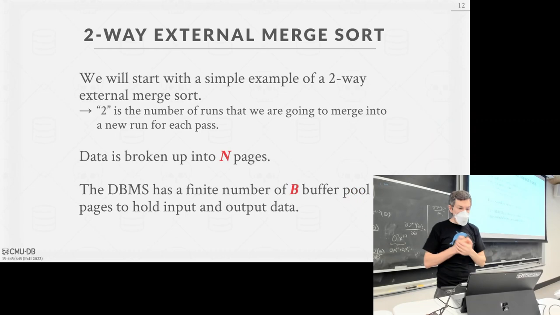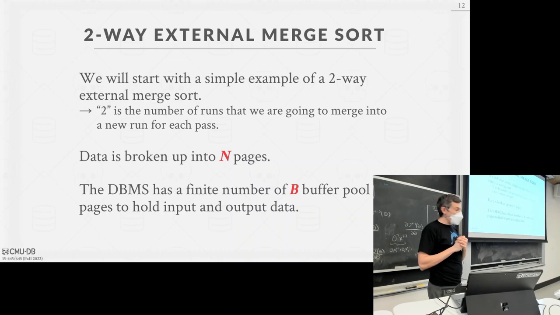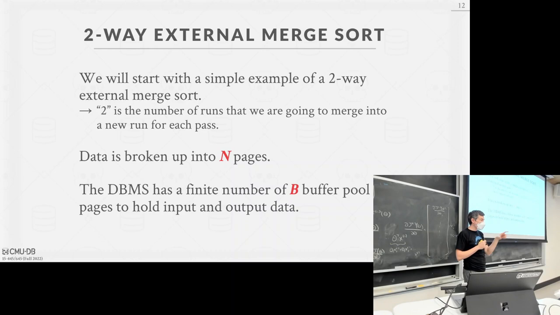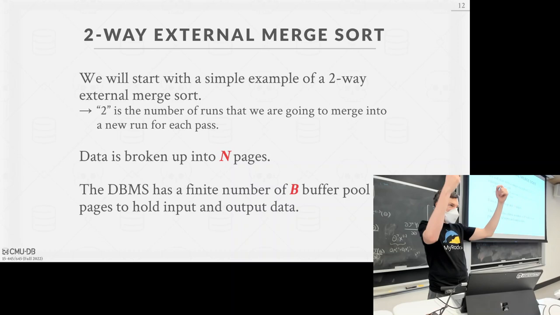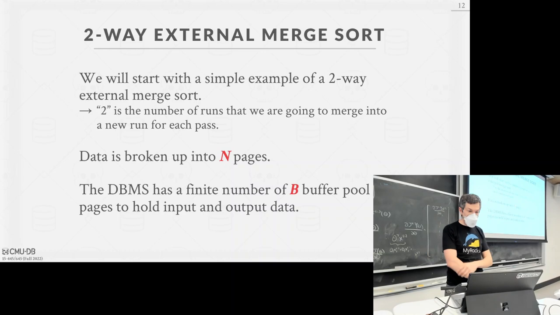All right, so let's see how to do a two-way external merge sort. The number two in two-way means the number of runs we're going to merge together and generate in each new run. You could have a k-way sort, meaning four-way would be I fetch in four runs together, and then I have four cursors walk together and merge them into a new run that's four times as big as the previous ones. For simplicity, we'll just keep it two.